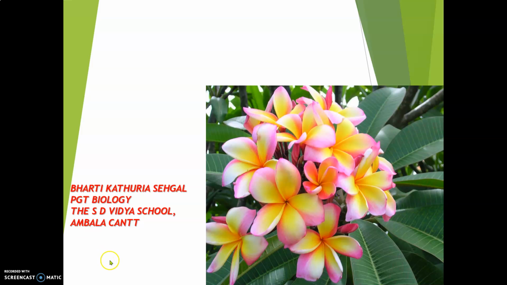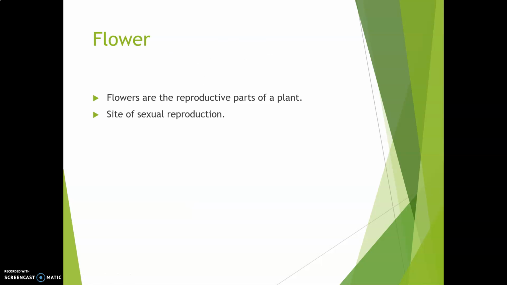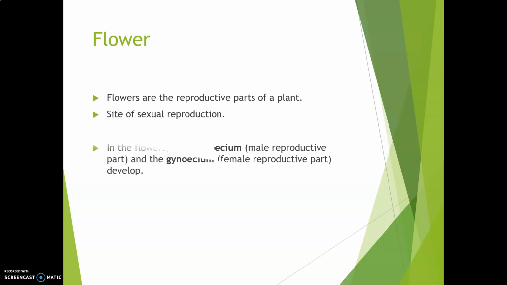Today, we are going to start with the next chapter, Reproduction in Flowering Plants. Now, as you know, flowers are the reproductive parts of a plant. They are the site of sexual reproduction. The flowers contain the male reproductive part, which is called androecium, and the female reproductive part, which is called gynoecium.